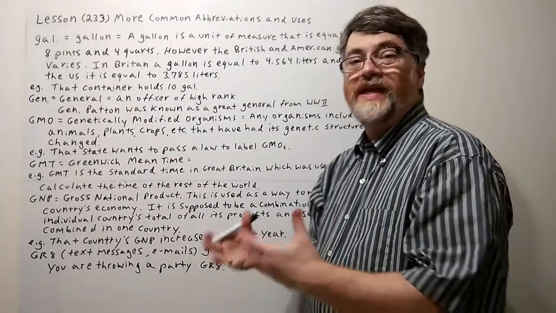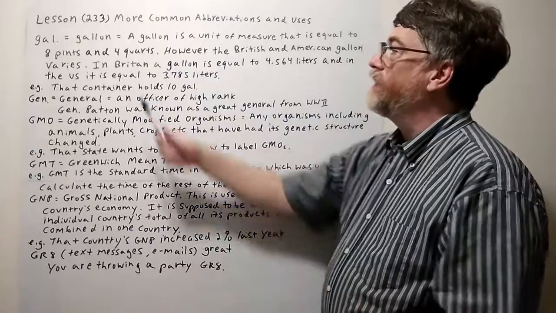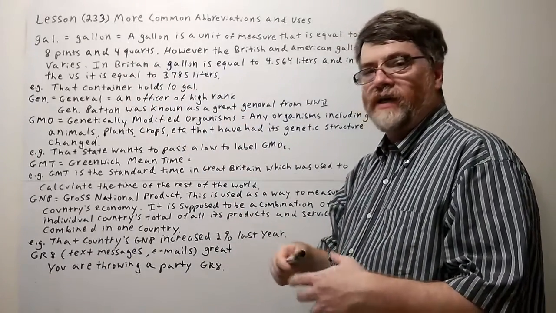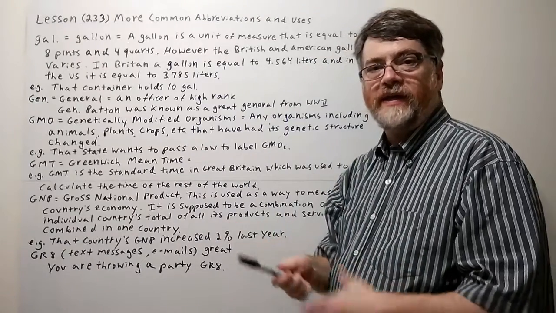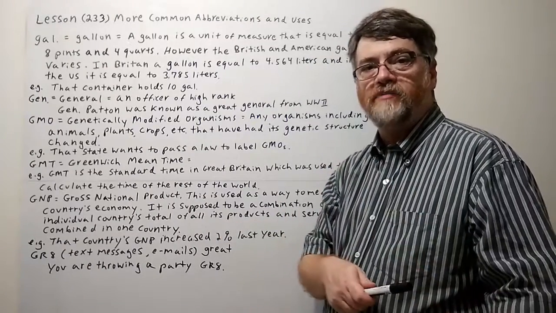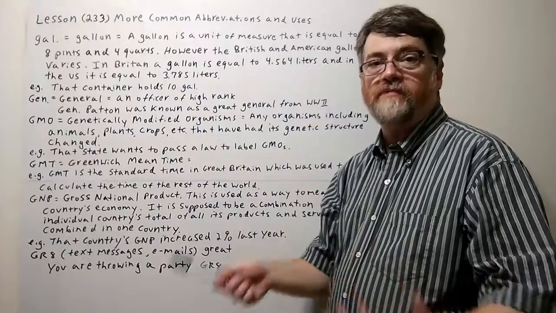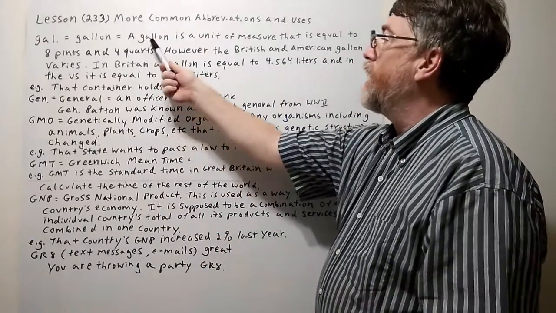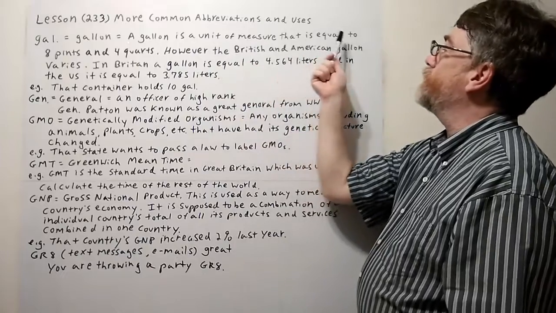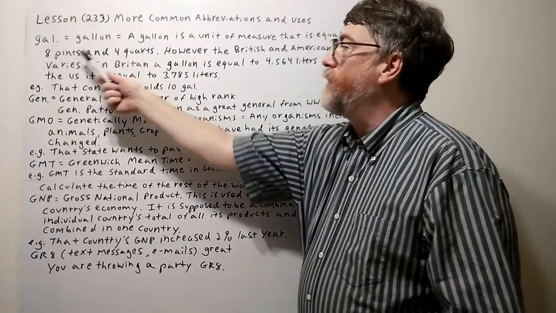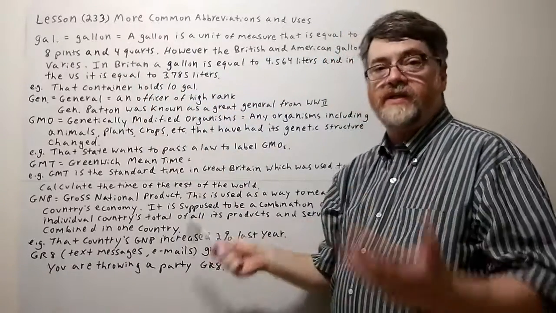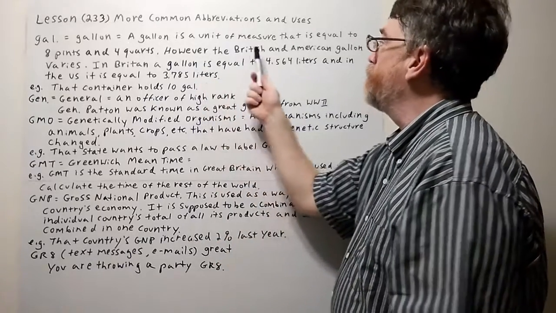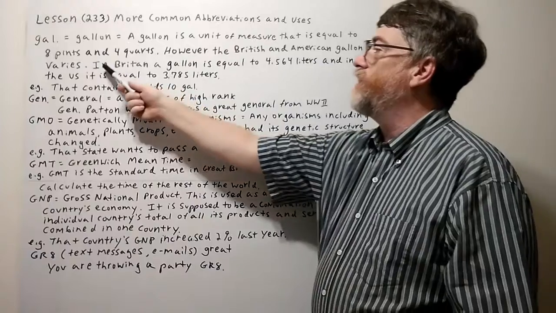GAL, we say gal for gallon. One thing about a gallon, even I didn't realize this until sometime later, is that the gallon in the U.S. and the gallon in Britain are actually different. It's a different measurement. So let's look at the note here. A gallon is a unit of measure that is equal to 8 pints and 4 quarts. Now this part is the same in the U.S. and Britain.